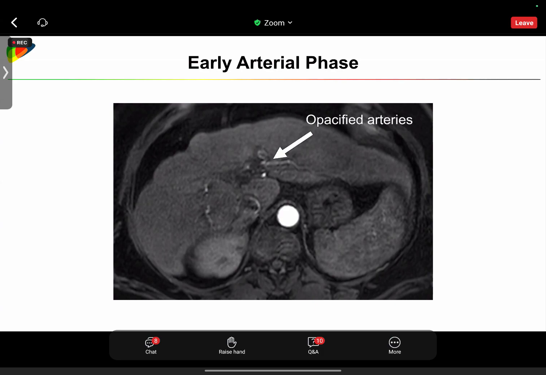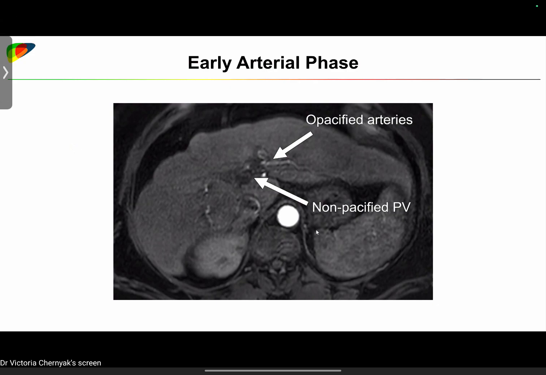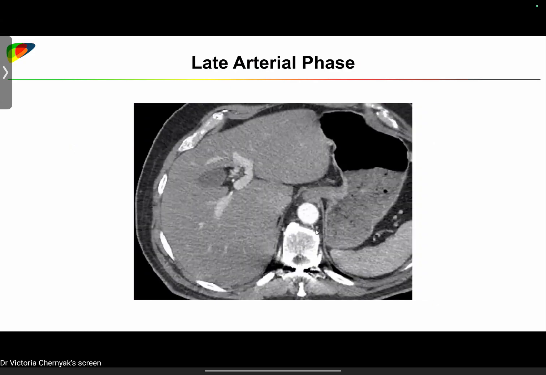There's no contrast in portal vein at all. Late arterial phase, we have opacification of arteries. We have some contrast in portal veins, but importantly, we have no contrast in hepatic veins.